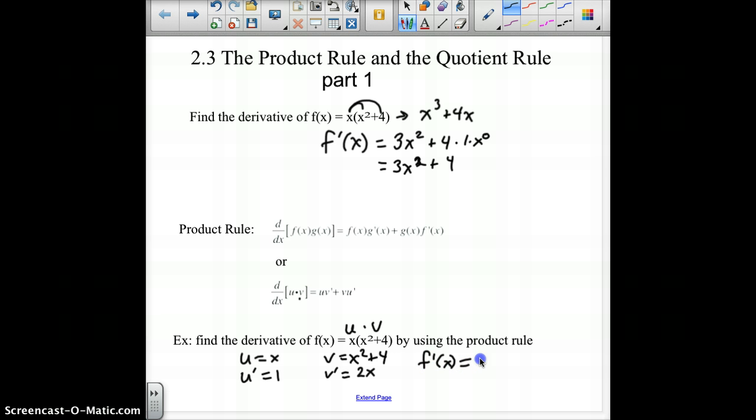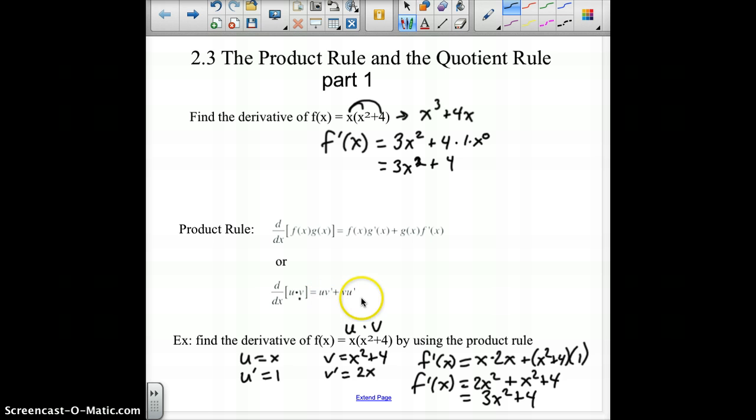So using the product rule, u times v prime for this first part is x times 2x, plus, then we do the second part, v times u prime. So the original v is x squared plus 4 times u prime, which happens to be 1. So I didn't need the parentheses. So f prime of x equals 2x squared plus x squared plus 4. And continuing to simplify, I get 3x squared plus 4. That's the same answer we got by using distribution first before we took the derivative. So we see that the product rule works.